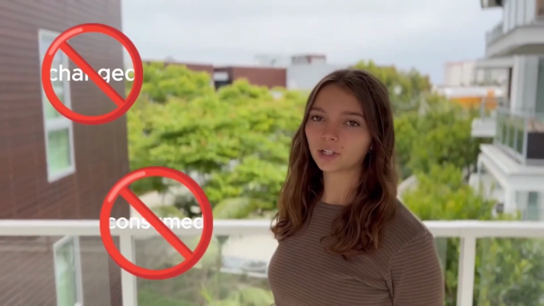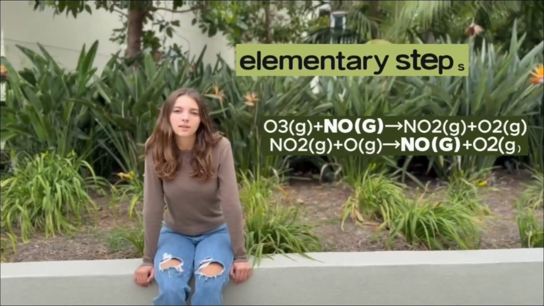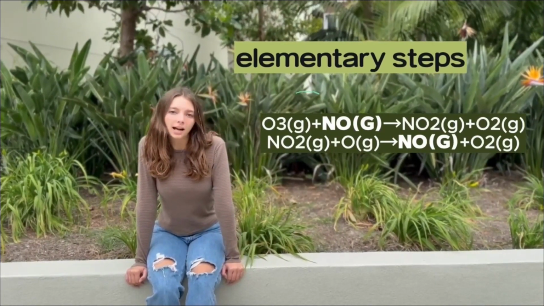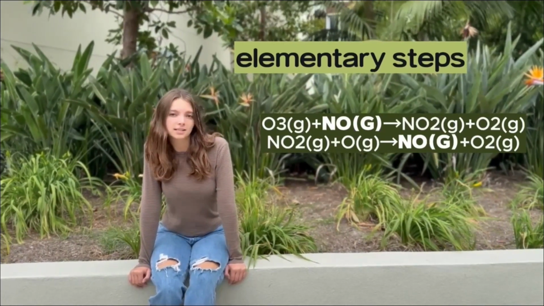Catalysts help to speed up a reaction without getting changed or consumed during the reaction. They do so by lowering the activation energy needed, by lowering the temperature of reactions or the pressure needed to begin a reaction. When looking at the chemical equations of the elementary steps, you can see that a catalyst appears in the reactant side of one equation but in the product side of the next equation.